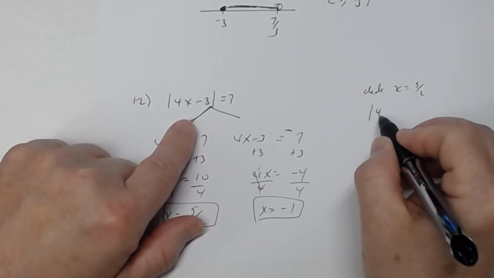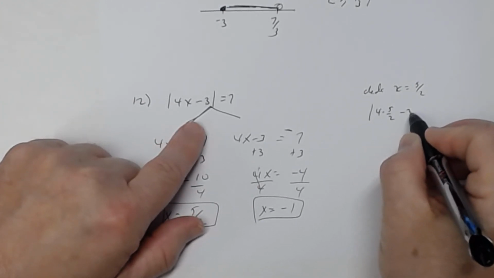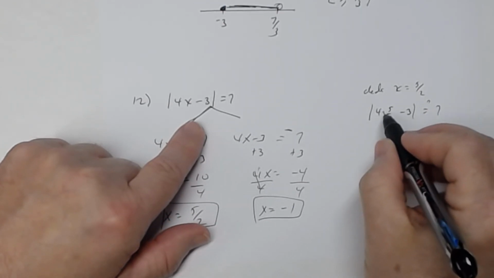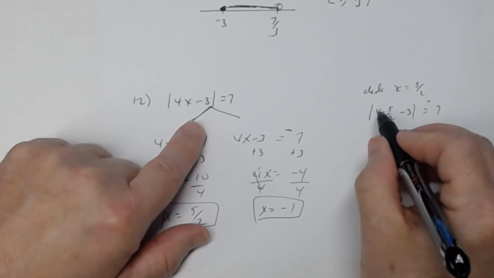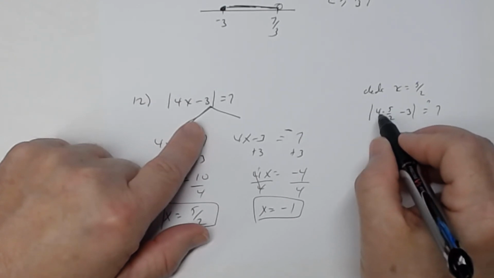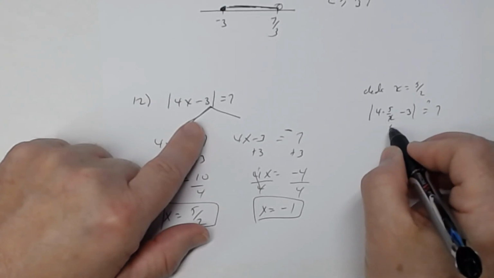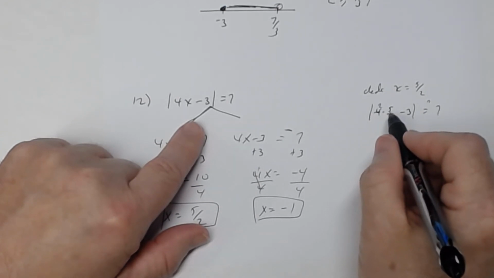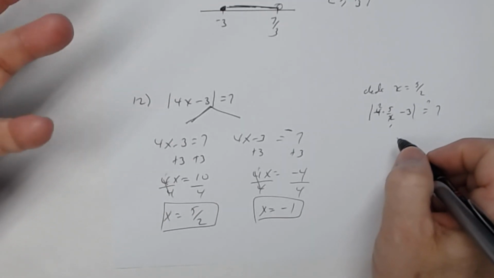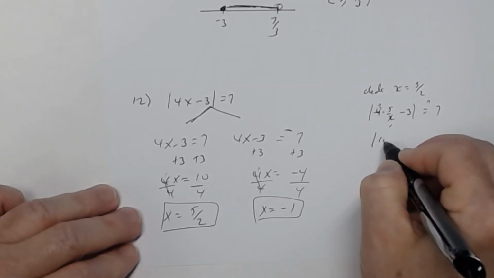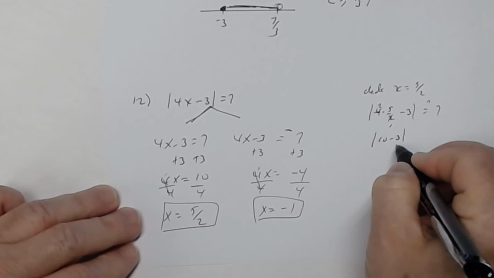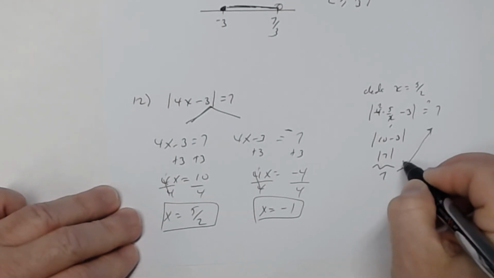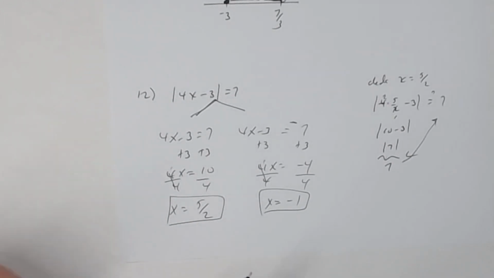So I have the absolute value of 4 times 5/2 minus 3, and I want to see if that's going to equal 7, right? Well, let's reduce this. 4 times 5/2. You can say 2 to 2 is 1, 2 to 4 is 2, right? And then 2 times 5 is 10. Or you could have said 4 times 5 is 20. 20 divided by 2 is still 10, right? So this becomes the absolute value of 10 minus 3. 10 minus 3 is 7. And the absolute value of 7 is a +7. And notice those are equal. So you could have easily checked those.